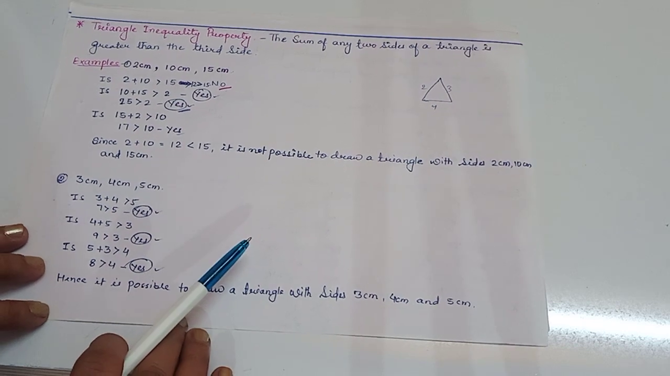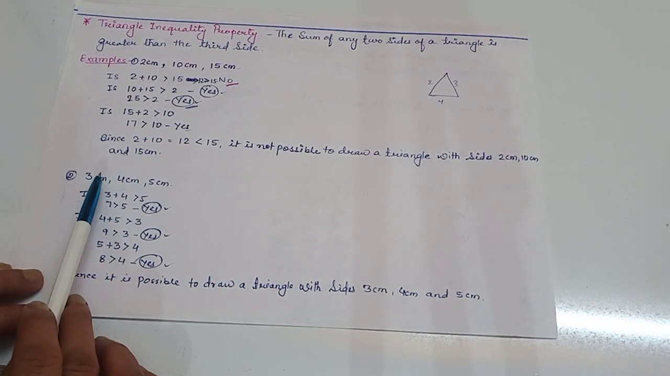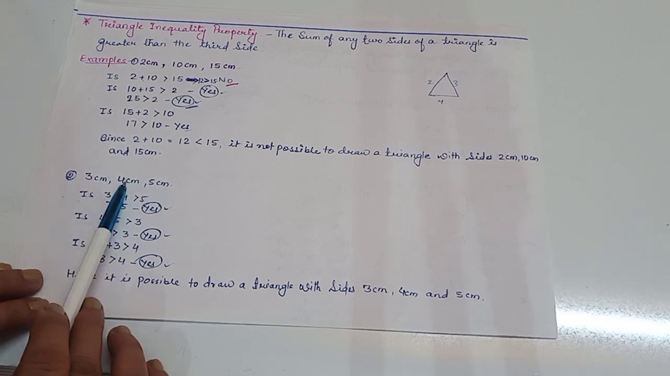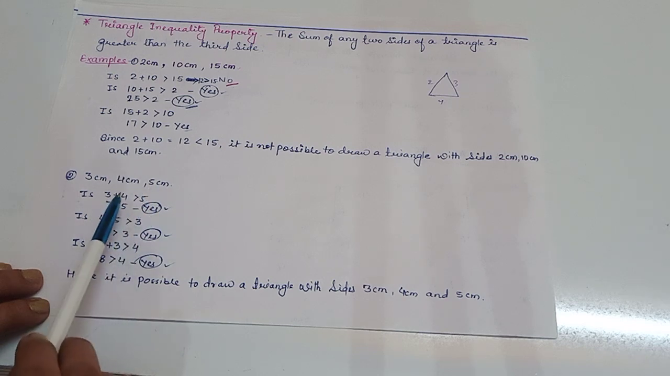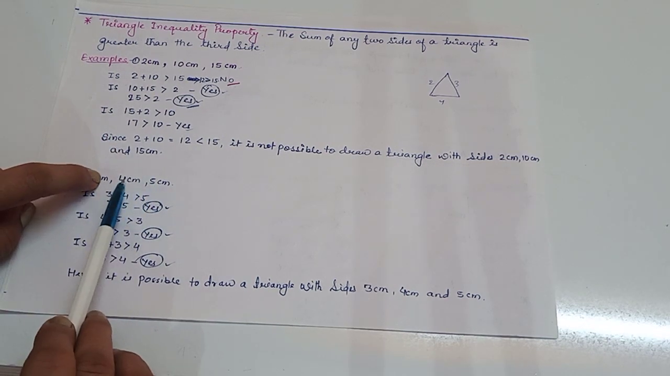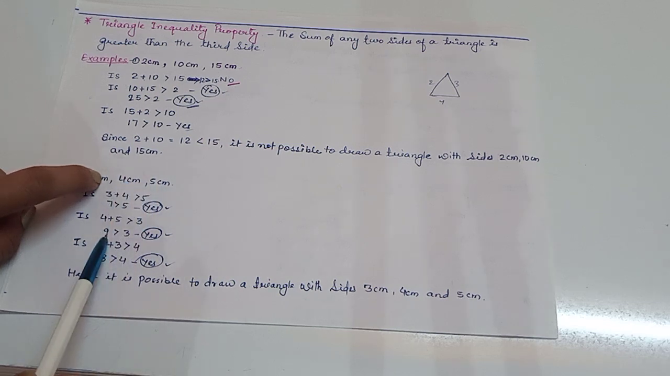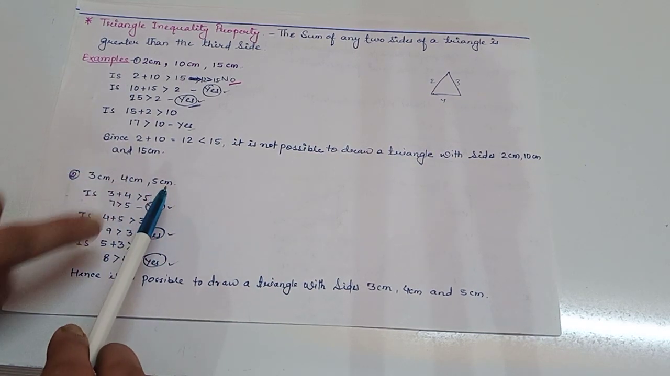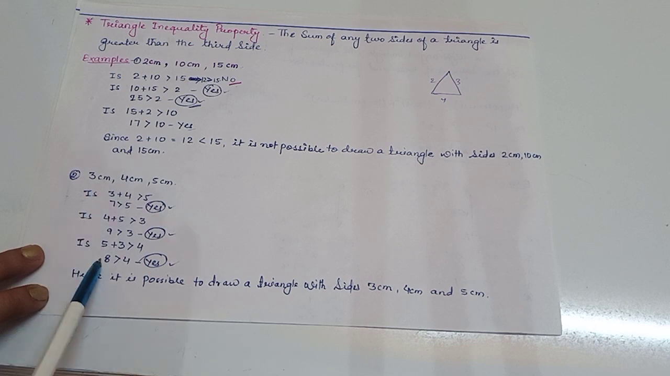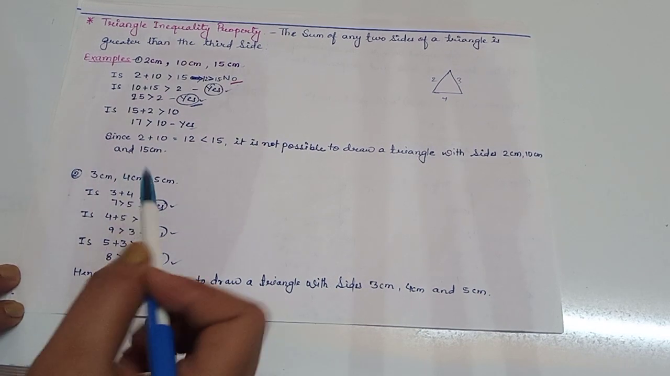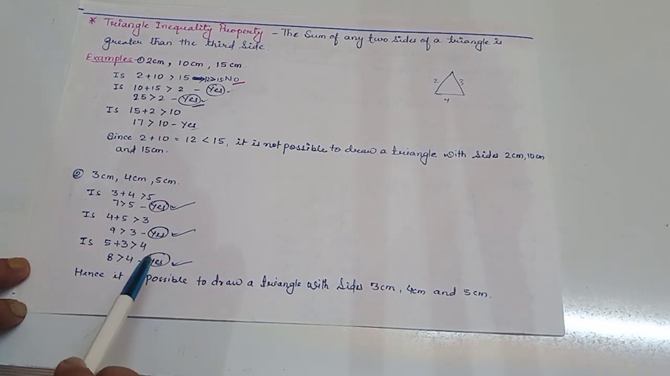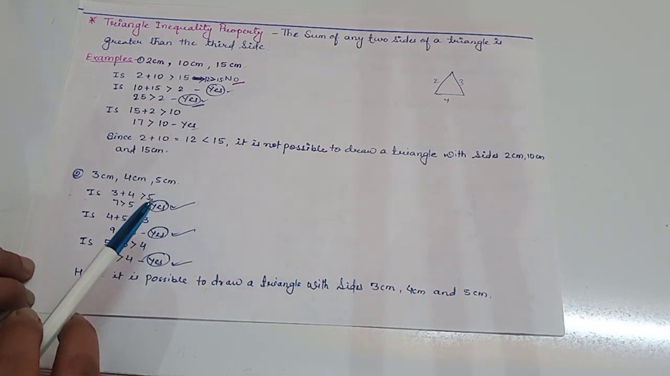Like here I have taken another example. The three sides are given as 3 centimeters, 4 centimeters, 5 centimeters. First, I take the first two sides: 3 plus 4 is 7. 7 is greater than 5? Yes. Now I'll leave this 3 and take the second and third sides: 4 plus 5 is 9, greater than 3. Yes, it is also greater. Now I'll leave this 4 and take the next two sides: 5 plus 3 is 8, greater than 4? Yes, it is also. So in all the conditions, it is yes. If all the conditions are yes, then it forms a triangle. Hence it is possible to draw a triangle with these particular sides.